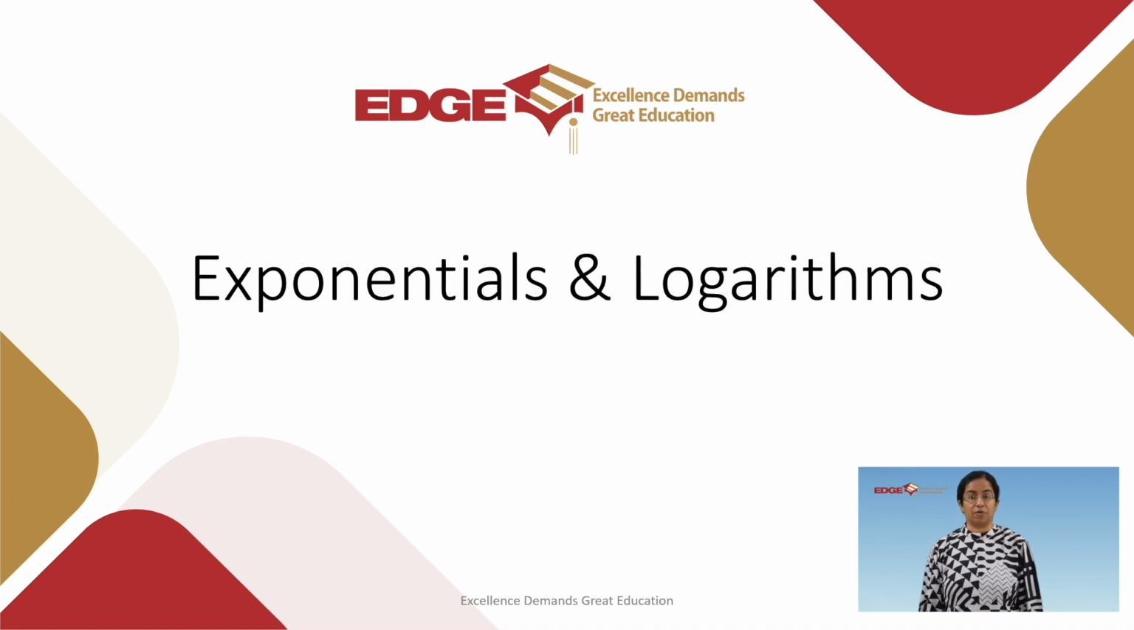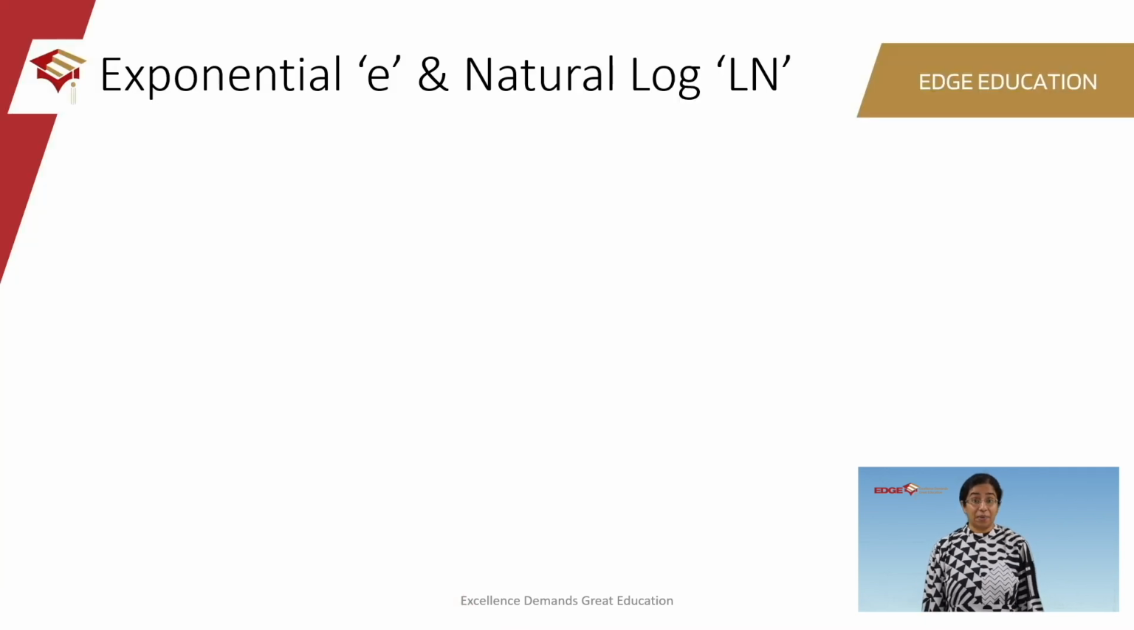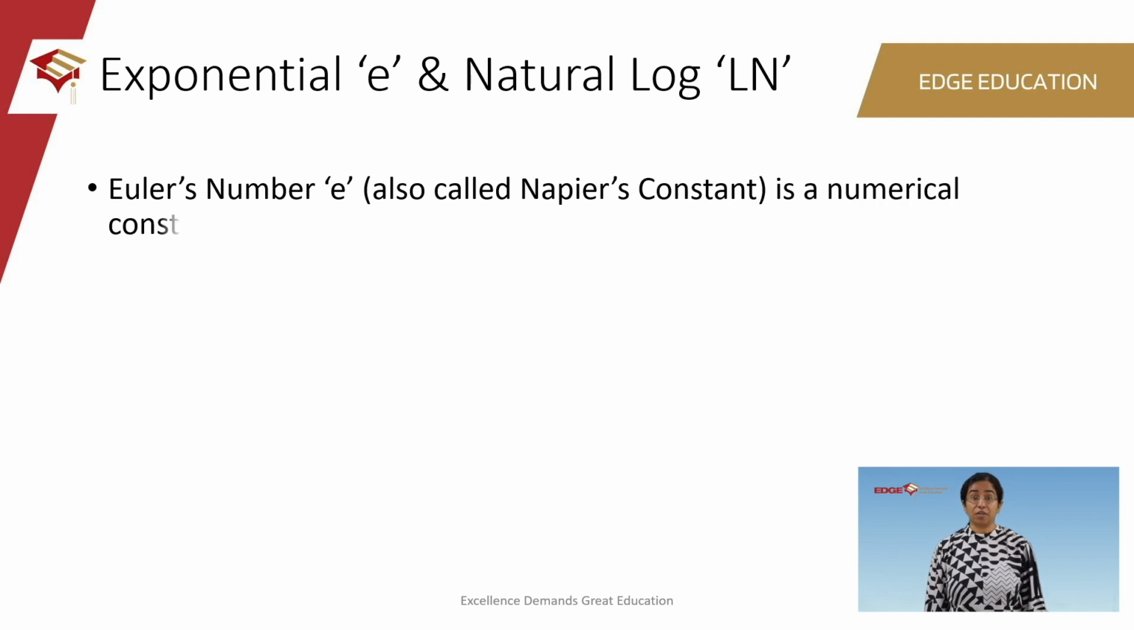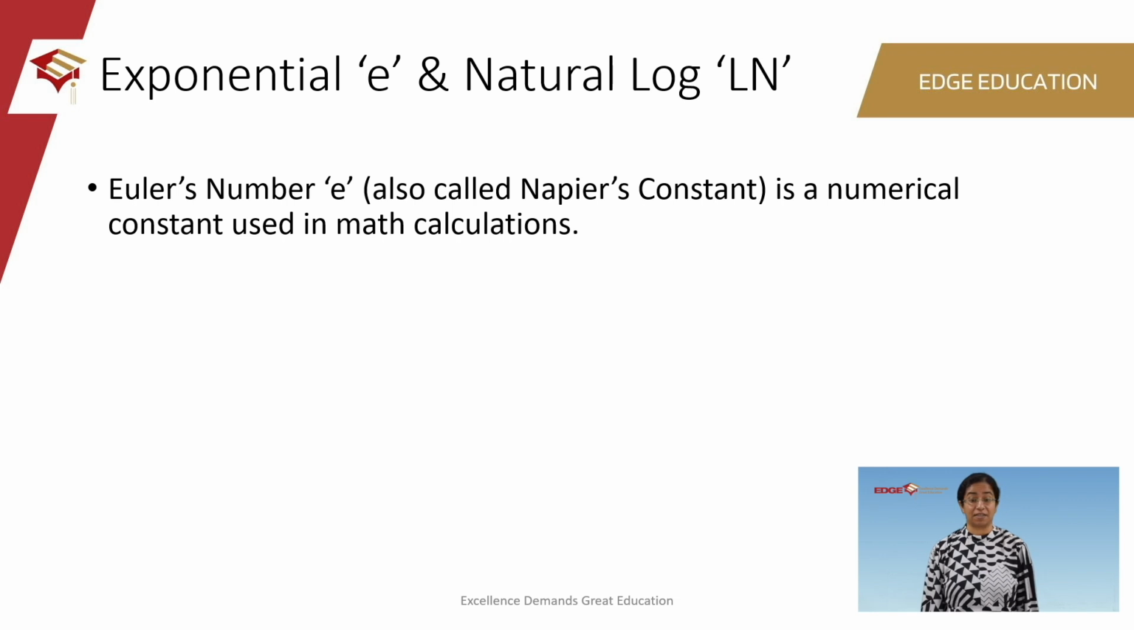Exponentials and logarithms. We'll be taking a look at Euler's constant and natural logarithm. Euler's number, e, is also called Napier's constant. It is a numerical constant that is very often used in math calculations and in finance.